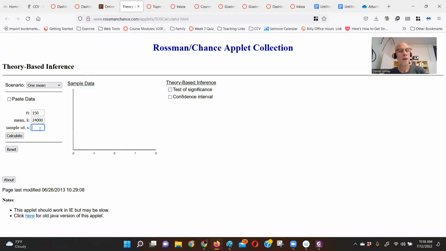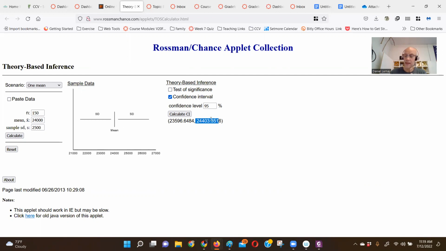And then S was 2,500. Notice I don't have to do that calculation because this will automatically do it for us. Click calculate. Now we're doing a confidence interval. We want to do a 95% confidence interval. And there's the lower bound. There's the upper bound.